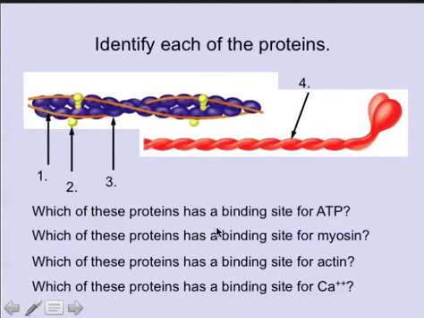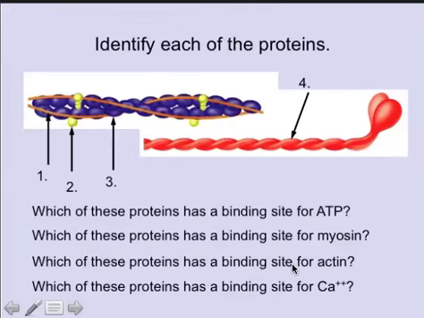Which of these proteins has a binding site for ATP? That's number 4, the myosin. Which of these proteins has a binding site for myosin? And the answer is number 3, the actin. Which of these proteins has a binding site for actin?